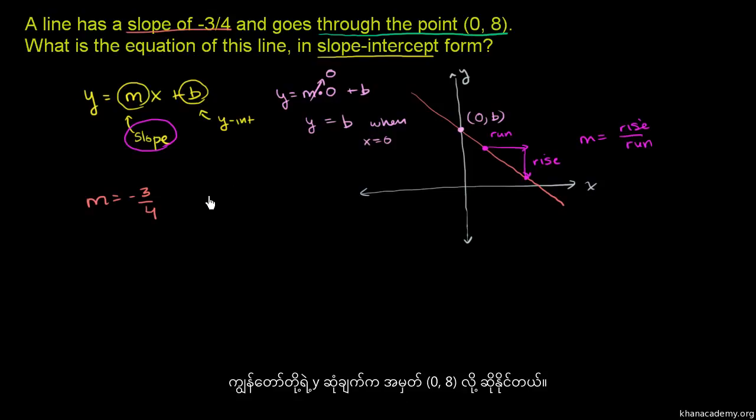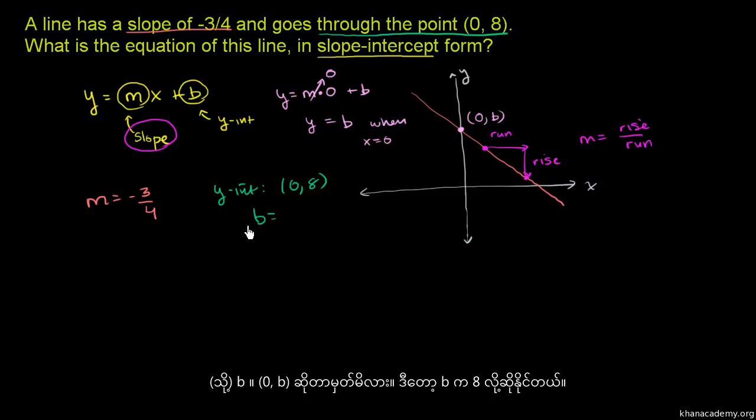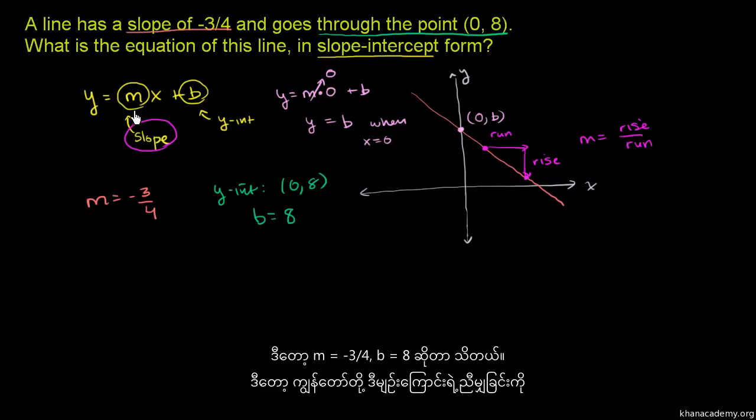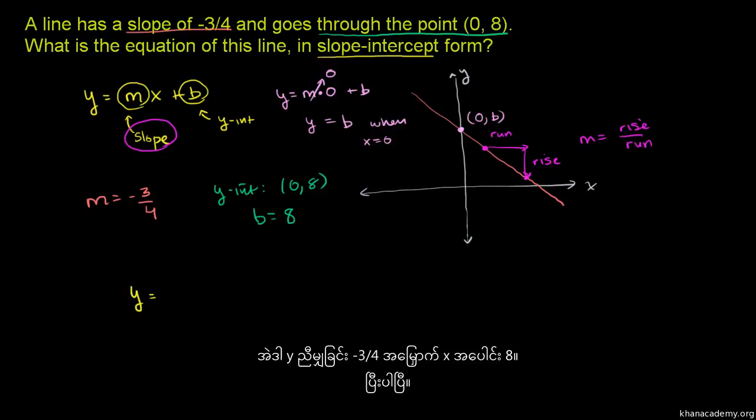Our y-intercept is the point (0, 8). Or we could say that b, remember, it's also (0, b), so b is equal to 8. So we know m is equal to -3/4 and b is equal to 8. So we can write the equation of this line in slope-intercept form. It's y is equal to -3/4 times x plus b, plus 8. And we are done.